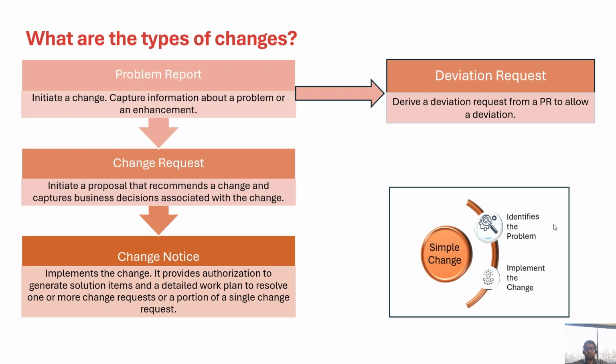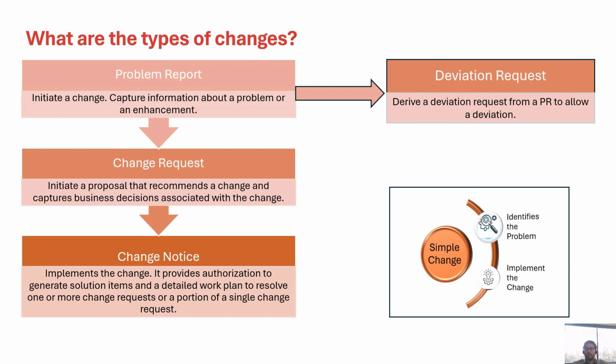It gives permission to create solution items and outlines a detailed plan on how to resolve one or more change requests or a part of the request. So the change notice will list all the items and documents impacted by the change and authorize the steps needed to apply the solution. Once this change notice is completed, we will see the enhancement or the problem fixed and implemented in the product design.